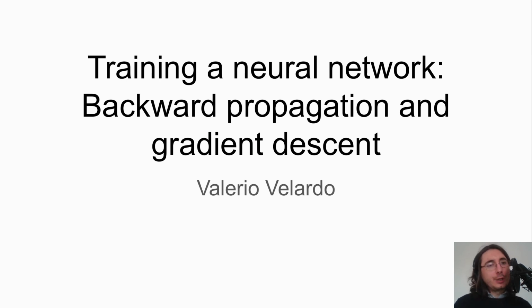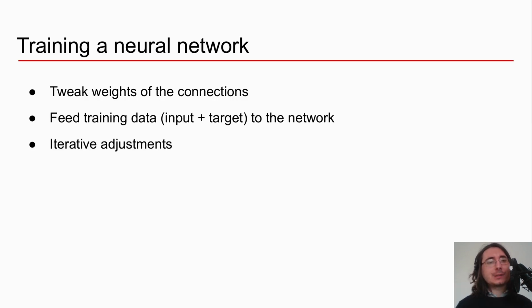Hi everybody and welcome to a new video in the Deep Learning for Audio with Python series. This time we're going to talk about training a neural network, and specifically we're going to look at the theory behind it. So we'll look at two very important algorithms: backward propagation and gradient descent. Cool. So let's get started with the idea of training a neural network.